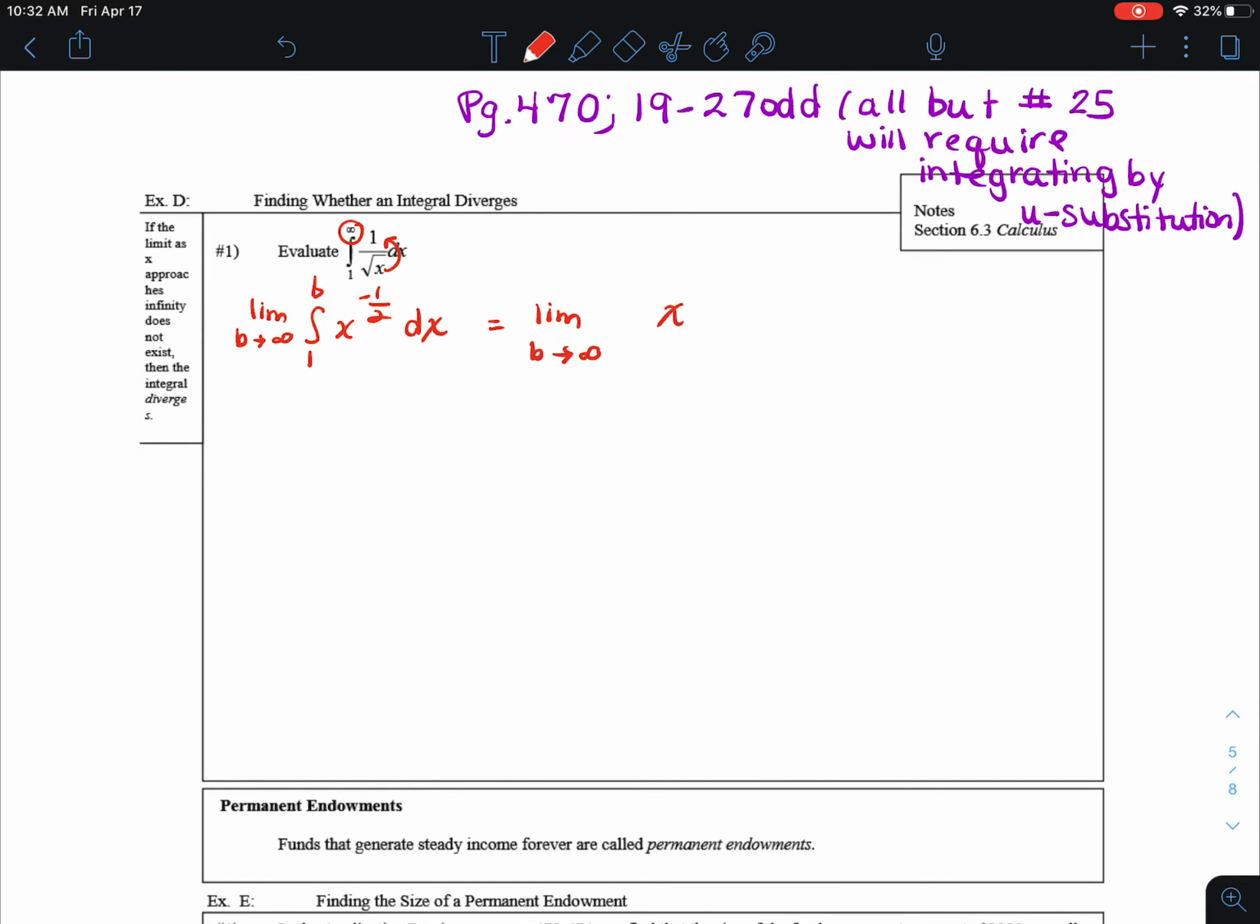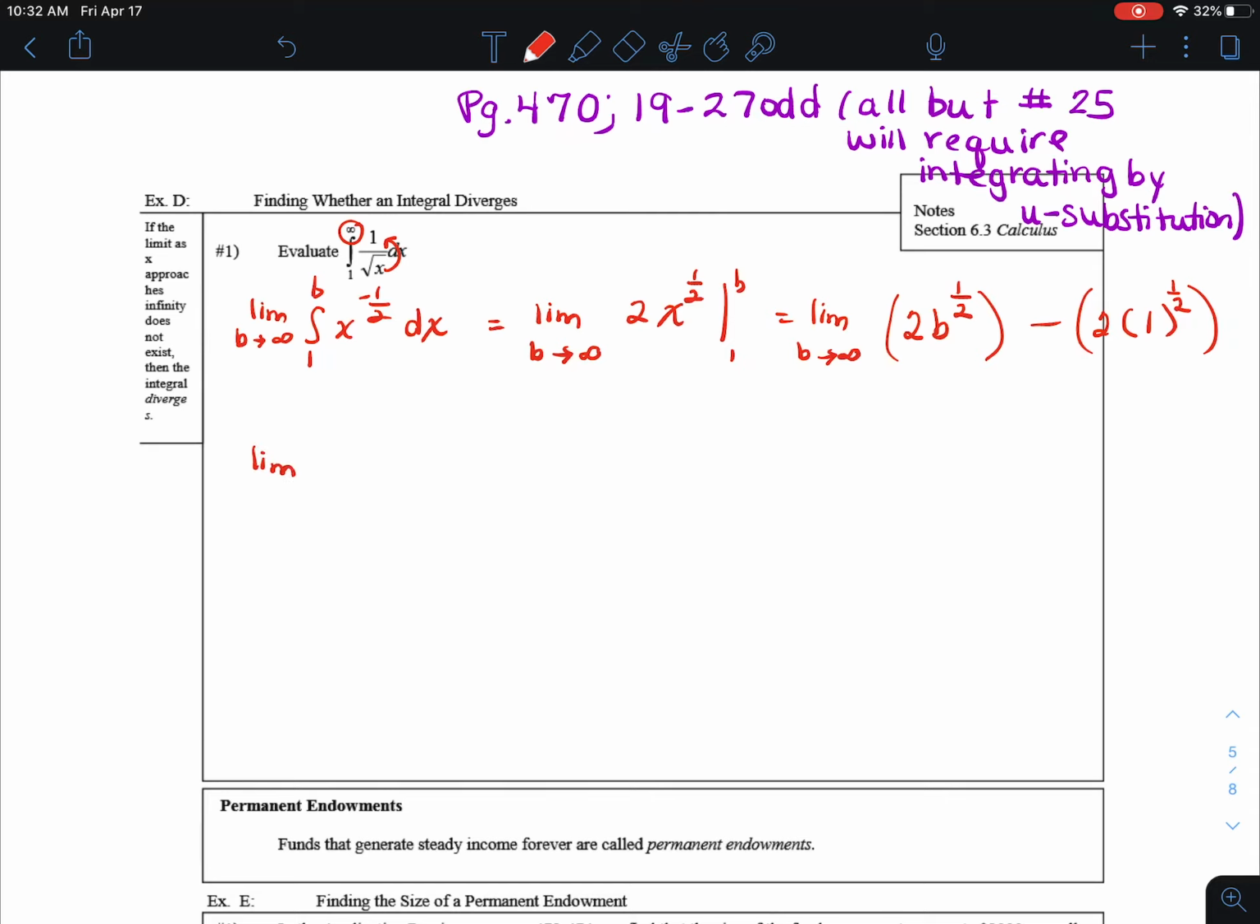We perform the integration as normal, which would be adding 1 to our exponent. That's going to bring our new exponent to 1/2. We're going to multiply out in front by the reciprocal. We're going to put that vertical bar with a 1 and a b, and then we're just treating the b like we would a number. So normally, you plug in the bigger number, in this case the b, for the x, minus we plug in the lower limit, the smaller number, for the x.